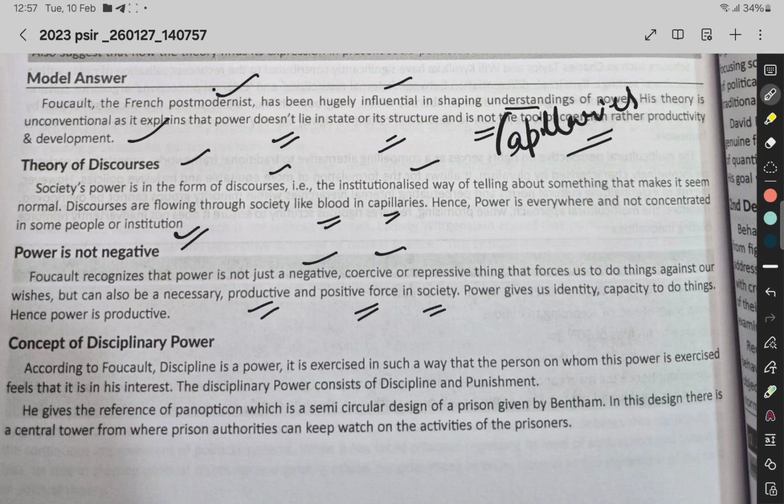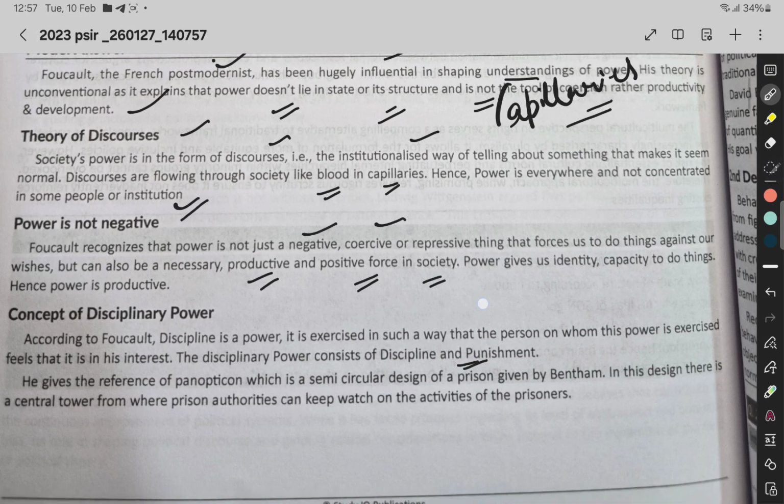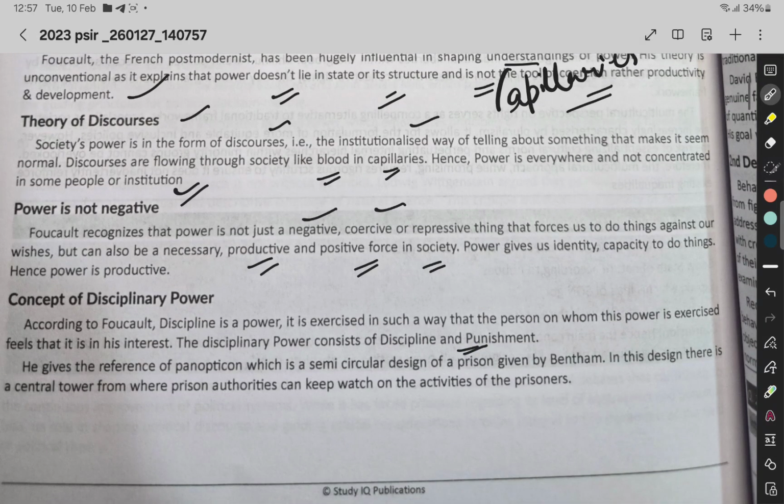Concept of disciplinary power. According to Foucault, discipline is a power exercised in such a way that the person on whom this power is exercised feels that it is in his interest. Does this disciplinary power consist of discipline and punishment? He gives the reference of the panopticon, which is a semicircular design of prison given by Bentham. In this design there is a central power tower from where prison authorities can keep watch on the activities of the prisoners.